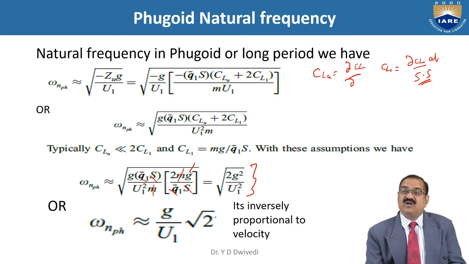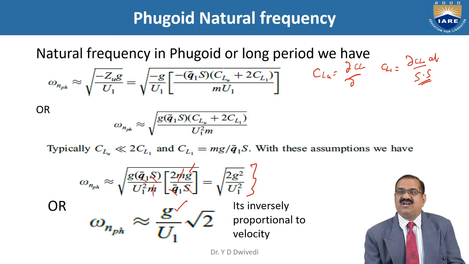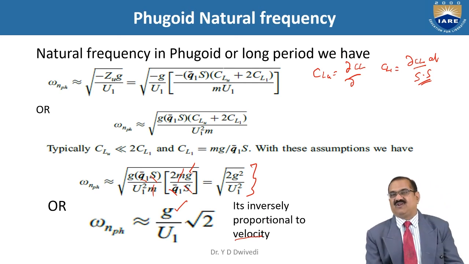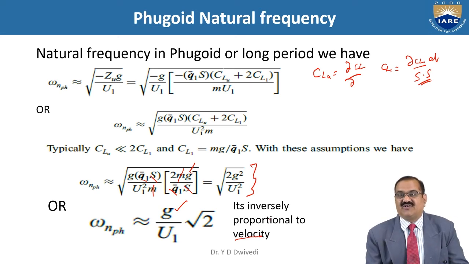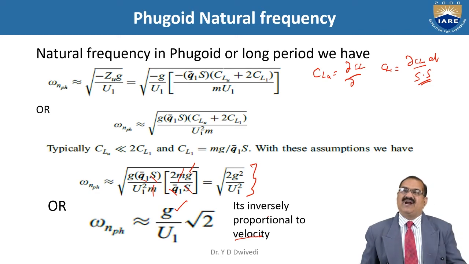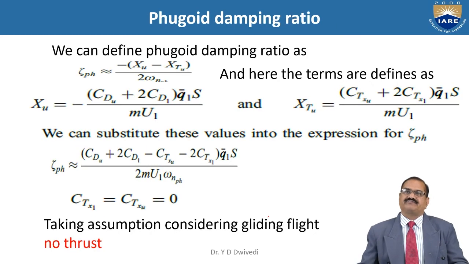Since g is constant, omega n in the phugoid is inversely proportional to the velocity of the aircraft. So if the velocity is high, your natural frequency will be low, and if the velocity is low, the natural frequency will be high. In the phugoid mode, this pattern we have to remember.